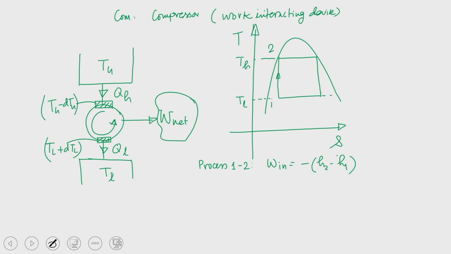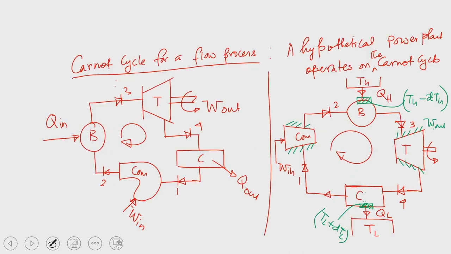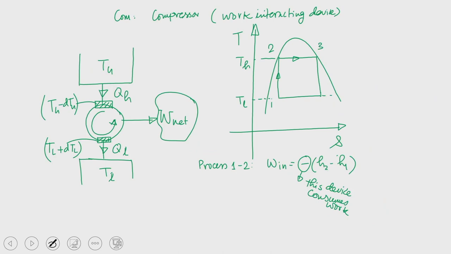Okay. So, this is H 1 minus H 2, why negative? This negative sign indicates that this device consumes work. So, this work is not produced, rather this device consumes work, so that is why this is negative. So, H 1 minus H 2. Now, what about process 2 to 3? 2 to 3 is the process of heat addition, and we have assumed that the process is isothermal heat addition. Because temperature is maintained constant during the process, this is isothermal, reversible isothermal heat addition.